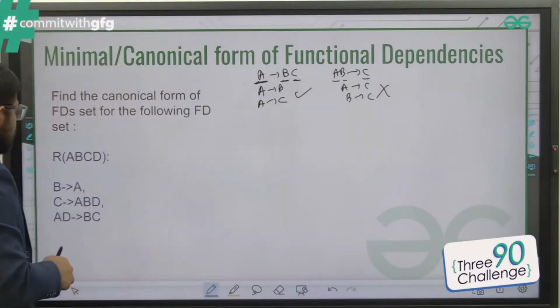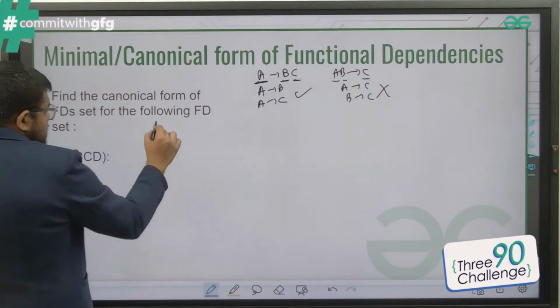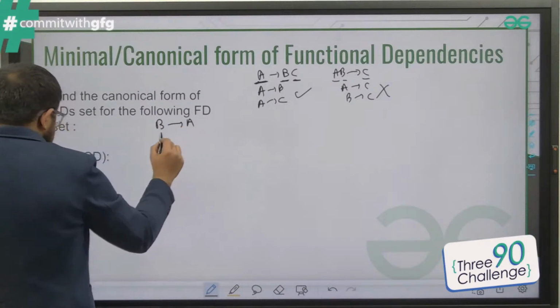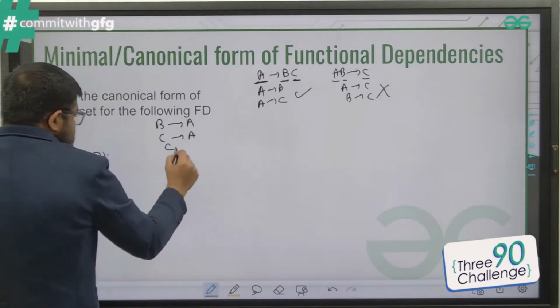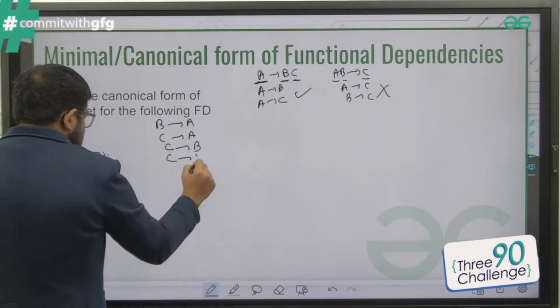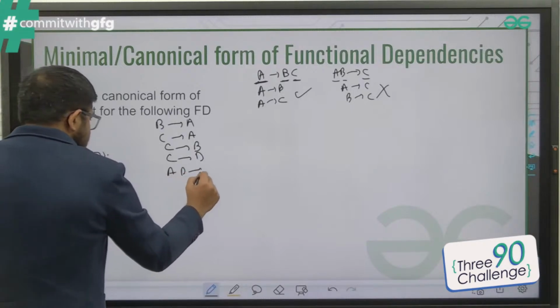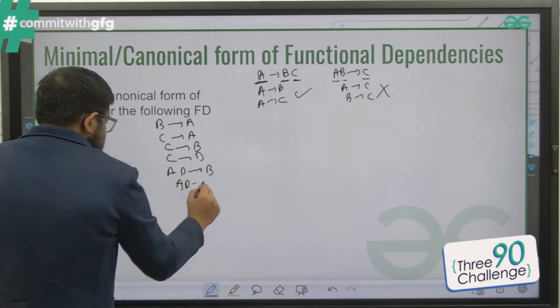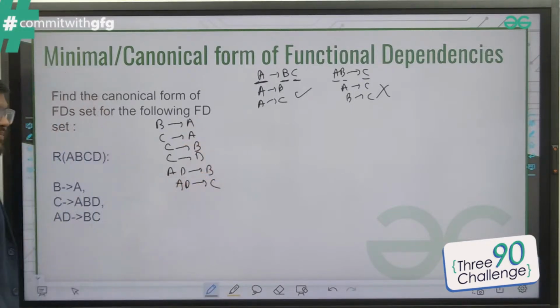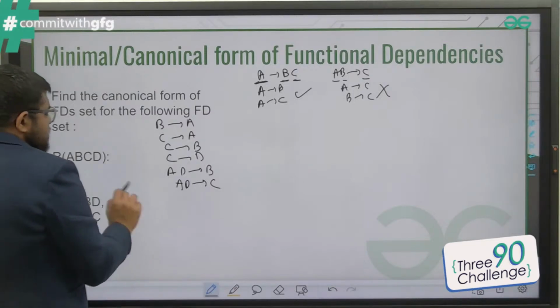So first of all, how do you remove the redundancy on the right hand side? You just break them. So B gives me A, C gives me A, C gives me B, C gives me D, AD gives me B, and AD gives me C. Now on the right hand side there can't be redundancy because there is only one attribute. So right hand side redundancy is removed.